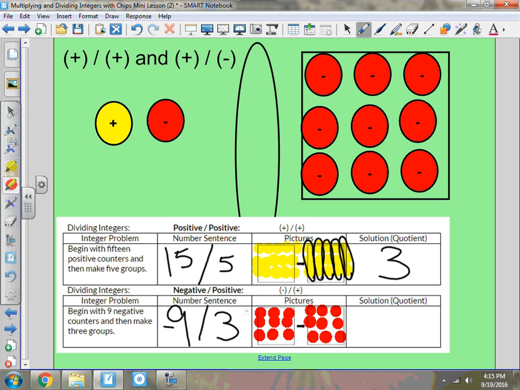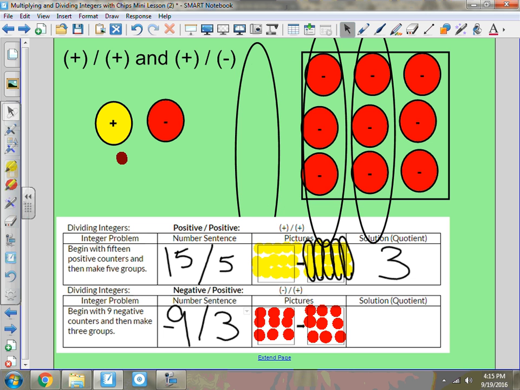Now we're doing the work. We're going to be making those 3 groups. So I'm pulling over those 3 groups. 1 group, 2 groups, and 3 groups. I'm going to draw that into my drawing, make my 3 groups, and now I'm looking at what I have in each group. Well, I've got 3 red circles, so that means I've got a negative 3. So negative 9 divided by 3 is equal to a negative 3. When I take 9 negative chips and split them into 3 groups, there are 3 negatives in each group.